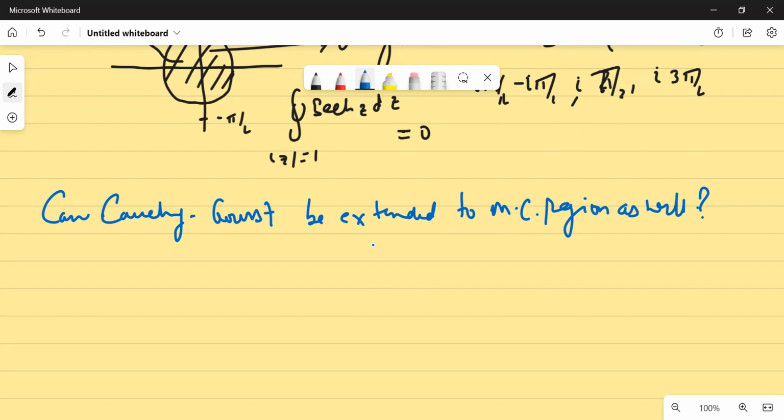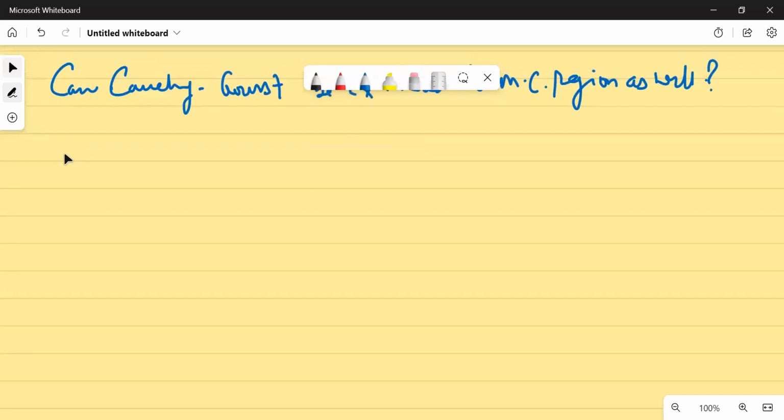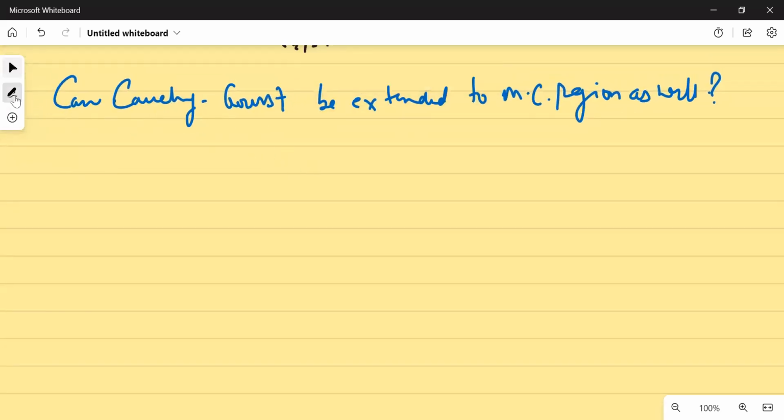These are called slits. So what I would do, I would create a slit and try to make a multiply connected region into a simply connected region. Understand my point: the Cauchy-Goursat theorem holds for a simply connected region. Okay, it holds for a simply connected region.